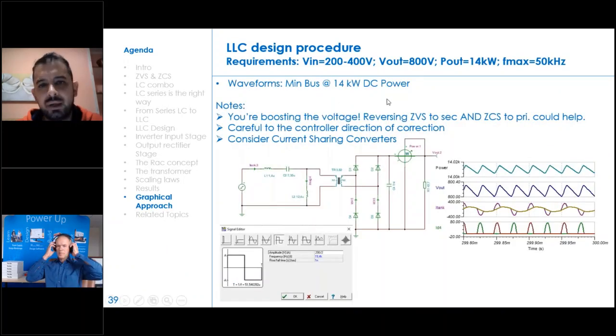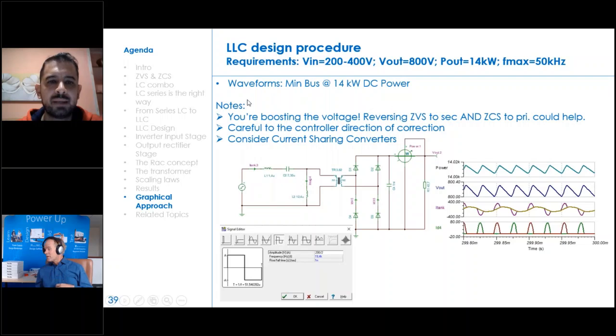Simulation of LLC converter by Ilya Hadiev requirements. You see that at minimum bus, so I target these 40 kilowatts at minimum bus. You see that the simulation is okay.